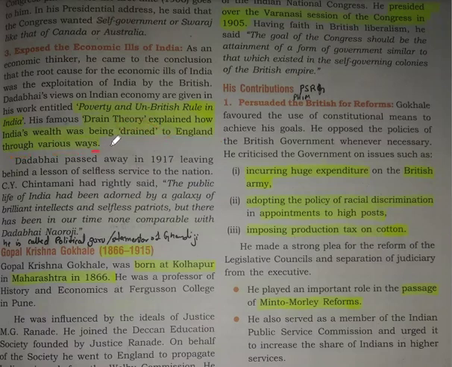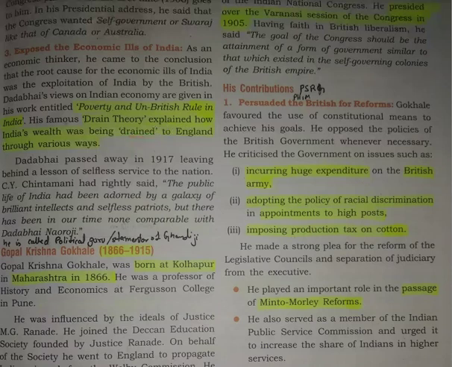As we learned in the first chapter, that was the economic exploitation. Remember, if you have not seen it, I'll put it in the I button. If you want, you can go watch. The books he wrote were Poverty and Un-British Rule in India. This is very important. His famous drain theory explained how India's wealth was being drained to England through various ways.